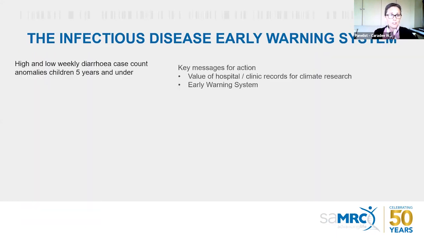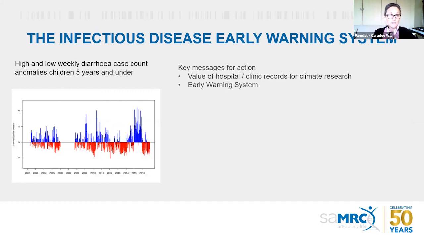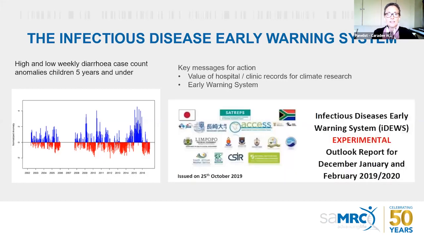What were we trying to do? Well, in the case of diarrheal disease, we looked at the high and low weekly diarrhea case count anomalies in children under 5, and we compared that to both rainfall and temperature data. We know that temperature data is usually more robust than rainfall, particularly when it comes to model data, but we were looking at observed data from the nearest monitoring station. And essentially the outcomes here, when you want to translate it into action, were 2 things.